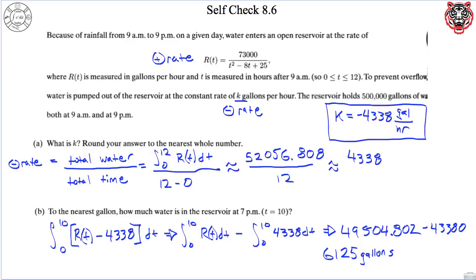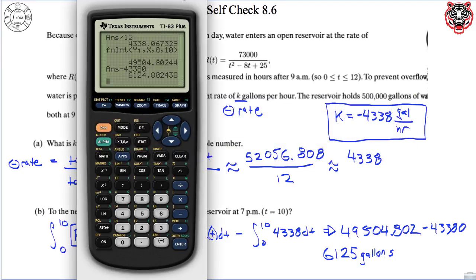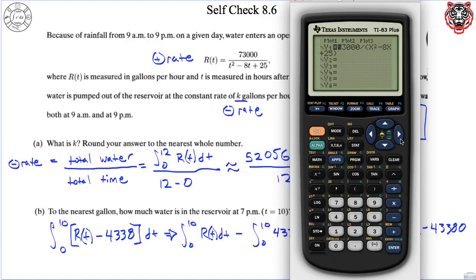Set it equal to 0, exactly. So this is actually the value that we're looking for. So let's plug this function into our calculator. So on our calculator, let's do y equals. So it's going to be that same thing minus 4,338.